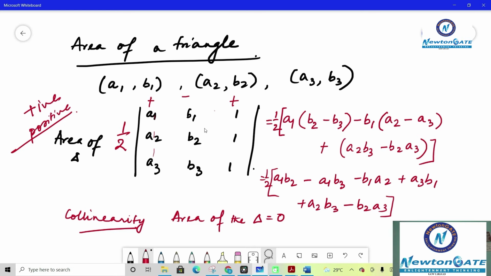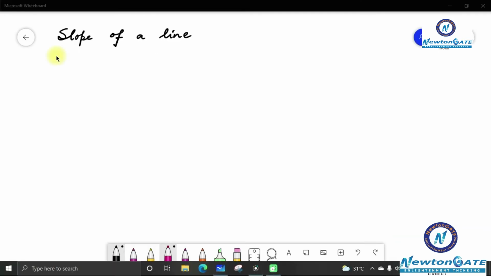Okay. So here we conclude the first part of the chapter with the area of the triangle, section formula and the distance formula. Next we are going to discuss the slope and intercept formula, as well as the important sums on your pair of intersecting lines. Now we will be discussing the slope of a line.